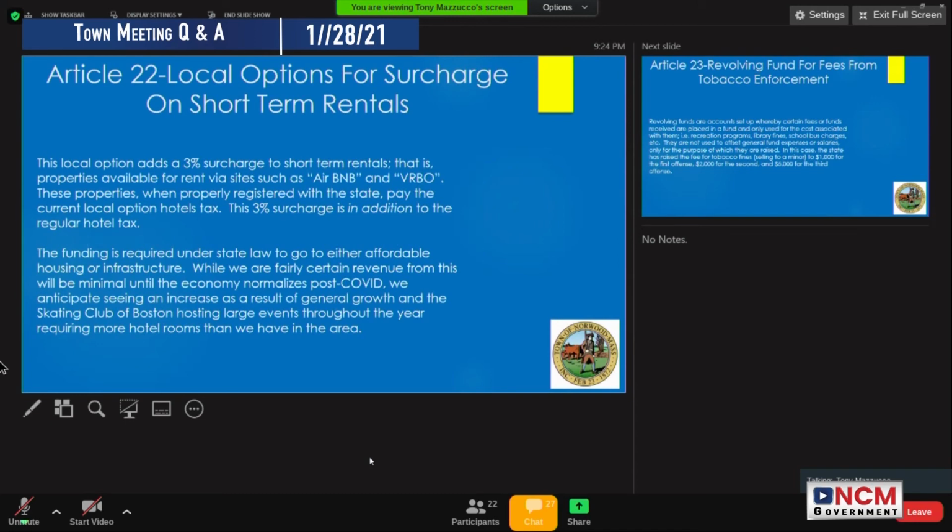We do predict once the skating club is up and running and once we're past COVID, they're going to need thousands, if not tens of thousands, of hotel rooms per year. So we expect Airbnb to be sort of a growing market for us. It helps address a little bit of the inequity that comes from, you can sort of rent your house out, but a hotel has to follow the commercial tax rates. They have to follow a whole lot of other regulations that you don't own in Airbnb. So it's just a 3% surcharge on top of that.